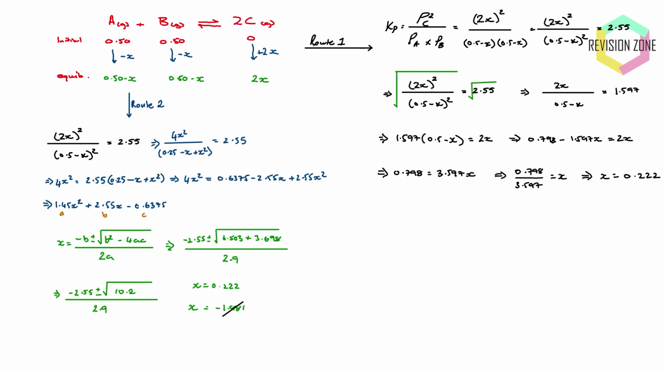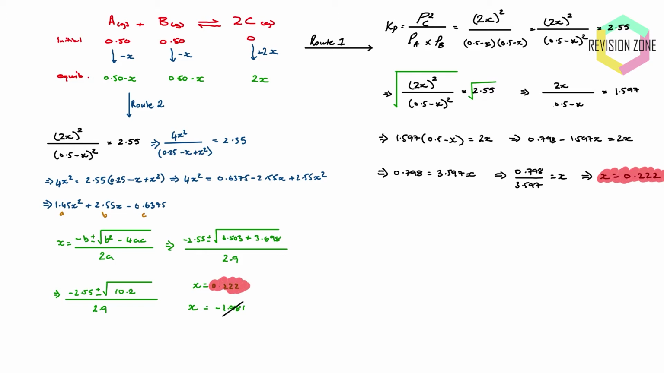So our final answer for, oh, not a final answer, but a change in moles is 0.222, which is exactly the same as what we had above. So we've proven that we've got the same answer by using a different route. Now, irrelevant of which route you go, you end up with the same answer, obviously. We're just going to input that 0.222 and sub it in for x over here.